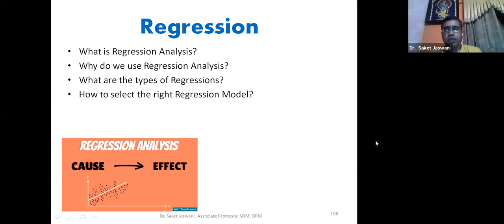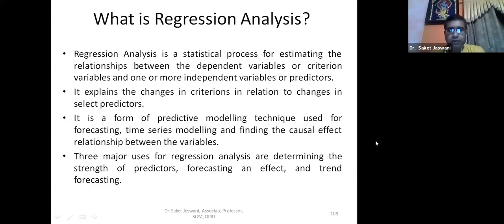Okay. इसका रिग्रेशन इक्वेशन होता है y equals bx plus a. So a is the intercept. Okay. Y is the dependent variable, x is the independent variable, b is the slope, and a is the constant. ऐसा होता है. ठीक है. So it is a statistical process for estimating the relationship between independent and dependent variable. Independent variables are predictors, dependent variables are criterion variables. Okay. So any change in the criterion, the dependent variable, in relation to the changes in predictors can be explained with regression analysis.